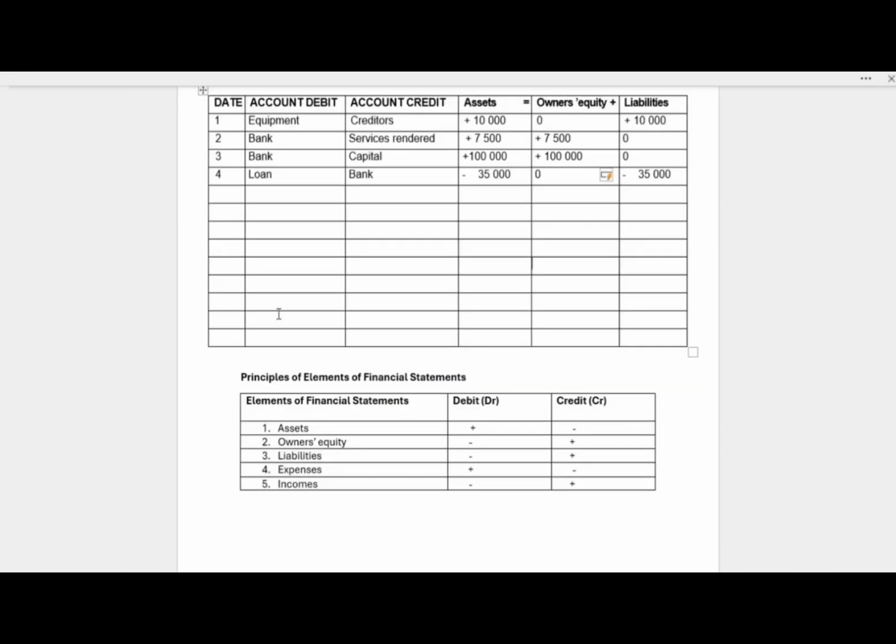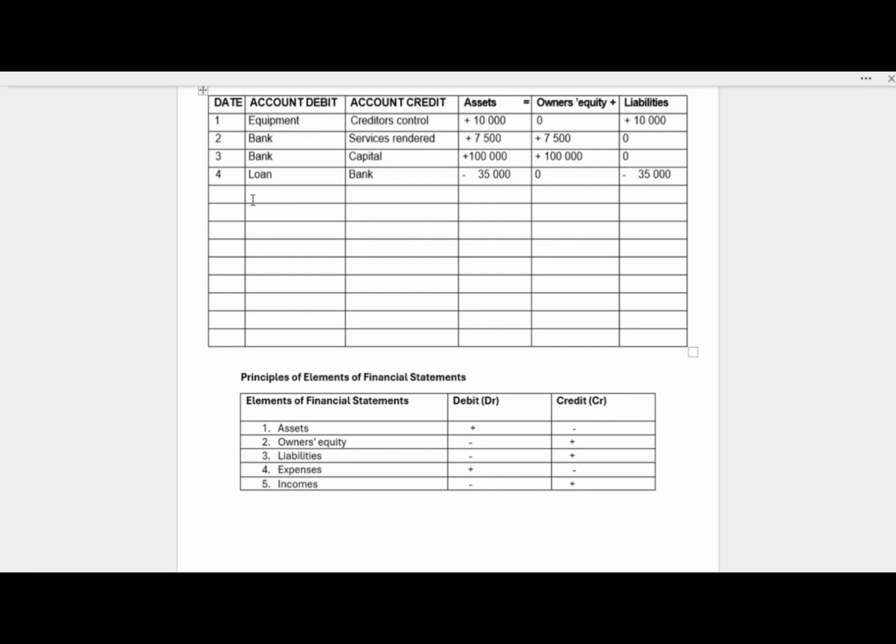So let's see how we record this side. And this one is creditors control. Sorry for that. This one is creditors control, because others prefer it to be like this, creditors control. Yes, it must be like this.